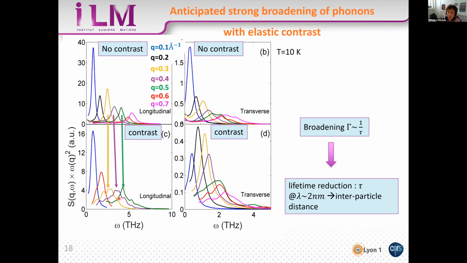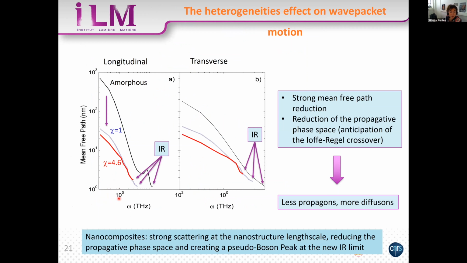Much larger means that there is a strong decrease of the lifetime. And actually, this lifetime reduction happens at a wavelength of 2 nanometers, which is the interparticle distance. So when the phonon sees the nanostructure, at that point, it is strongly scattered. We have then calculated the phonon free path for the plane amorphous case and for the 2 nanocomposites. As you can see, there is a strong reduction of the phonon free path as soon as we put interfaces in it, and then another reduction when the contrast increases.